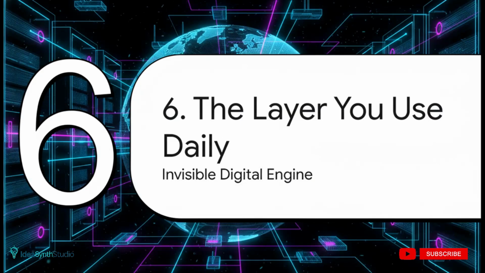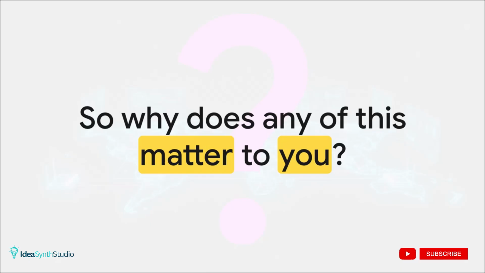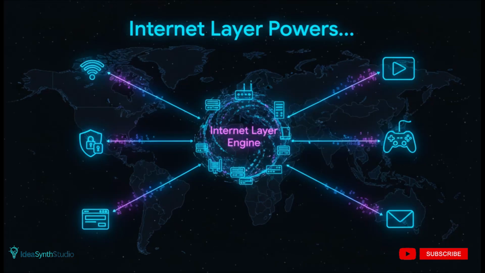Okay, we've gone through a lot of the technical stuff. So now let's zoom back out and see how this invisible engine is powering pretty much everything you do online, every single day. So, why should you care about any of this: IP addresses, routing, packets? Well, the answer is pretty simple, because this layer is the foundation of your entire digital life. Every single one of these things, visiting a website, watching a video, sending an email, playing a game, using a VPN, even just connecting to Wi-Fi, is completely dependent on the addressing, routing, and delivery functions of the internet layer. Without it, none of this works.